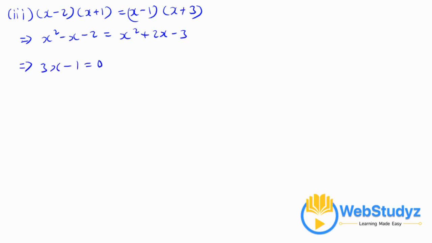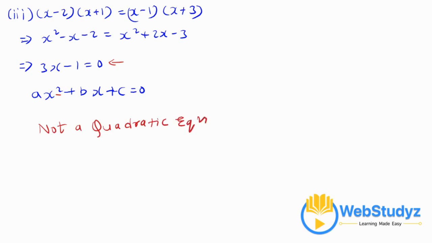If we compare this with the equation ax² + bx + c = 0, in which the highest power of x is 2, but in this we do not have the highest power as 2. That means we can clearly say that it is not a quadratic equation.